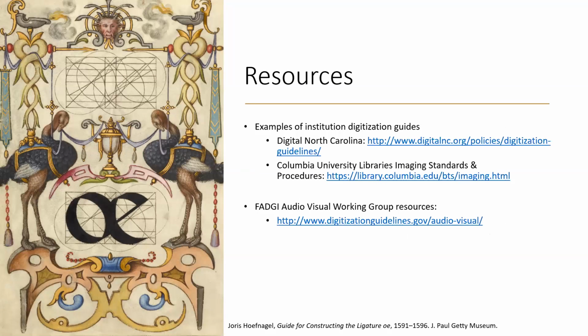Here are a few examples of some local digitization guidelines developed by institutions. I've included links for Digital North Carolina and Columbia University Libraries. And we focused today on still images. But I know many of you will have audio and motion picture materials in your collections as well. So I'm including a link here to the FADGI Audiovisual Working Group resources.